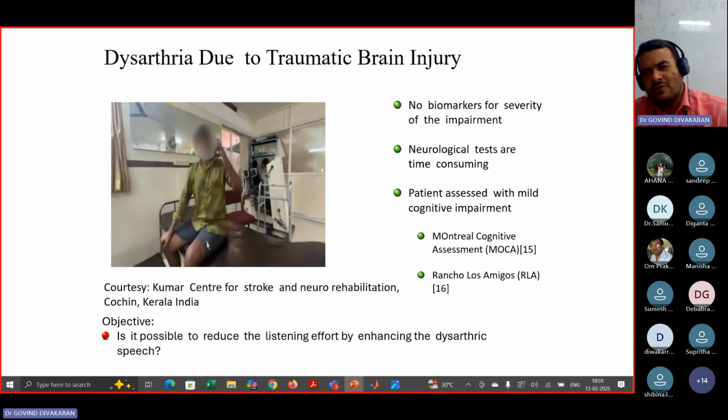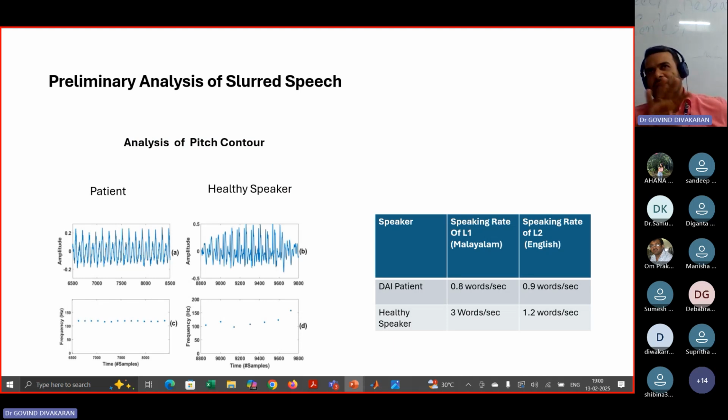So while discussing, the idea that came to our mind was, what will happen if we apply a duration modification algorithm here? Is it possible to reduce the listening effort in some way? Also, we had recordings of this conversation in 3 different languages. One is his native, Malayalam, since he was a native speaker of Kerala. That was his L1. Then he speaks English fluently, and Hindi also, but the Hindi was not that fluent.